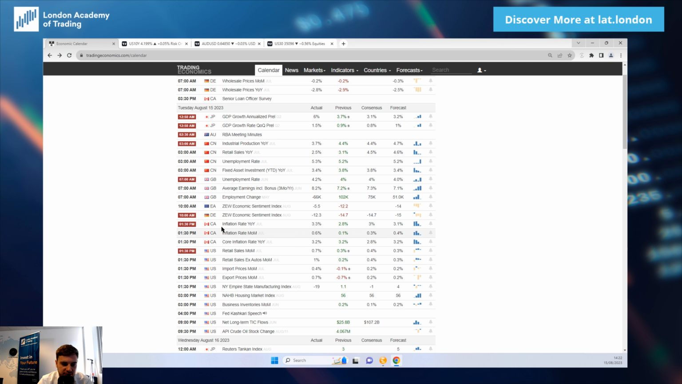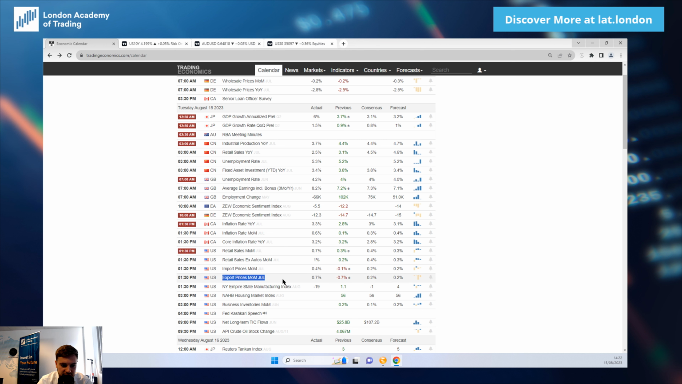But inflation and retail sales out this afternoon at 1:30. Now retail sales from the US, strong numbers across the board. You can see the month over month figure, consensus 0.4 plus an actual figure of 0.7. Once you exclude automobiles, up even further, 0.4 consensus to a 1% actual figure, which is, you know, positive for consumer spending within the US economy.